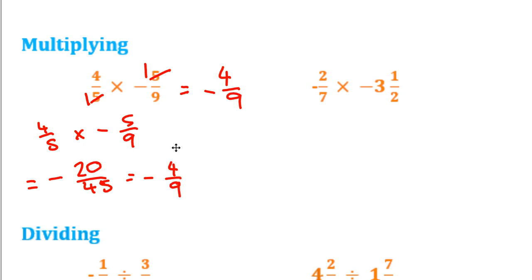But if it's possible to cancel down, it just means sometimes you don't have to simplify at the end, or don't have to simplify by as much. So remember, you can't cancel horizontally, but you can cancel vertically or diagonally.